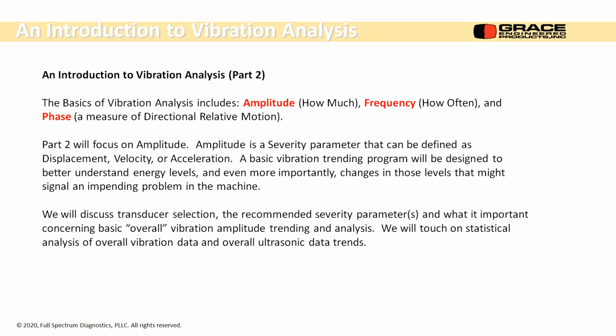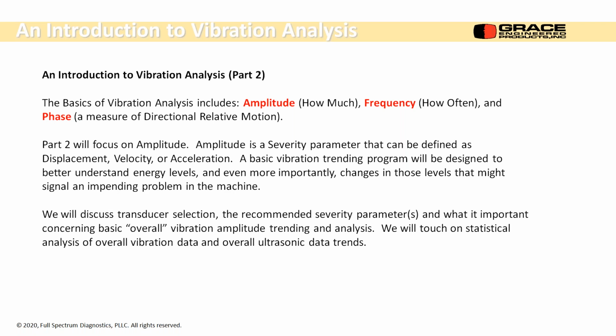We're going to talk about the basics of vibration analysis. Amplitude is how much vibration is present. Frequency is how often it occurs. It's a rate of occurrence, so we can pinpoint what's causing that high amplitude. And the third really useful parameter is phase, a measure of directional relative motion. We'll get into that quite a bit.